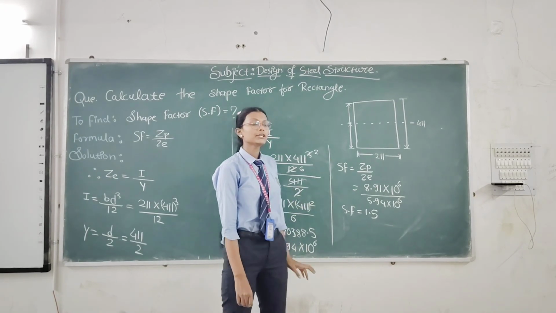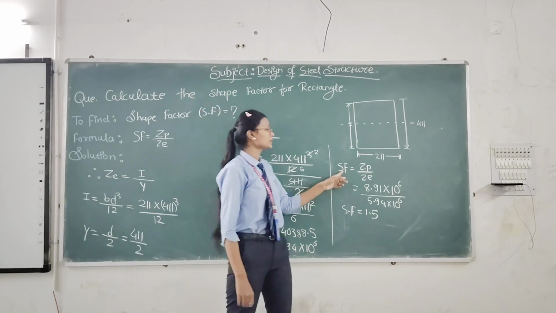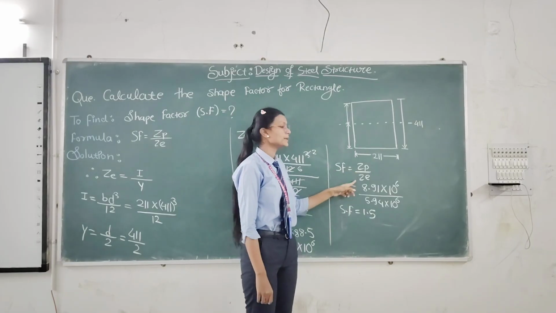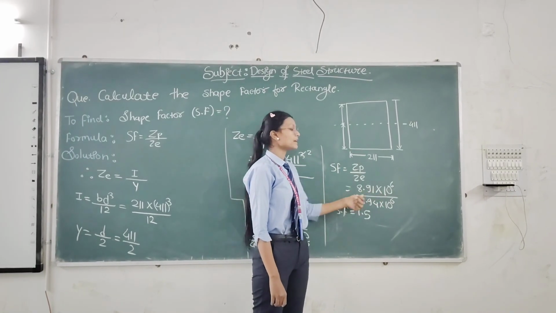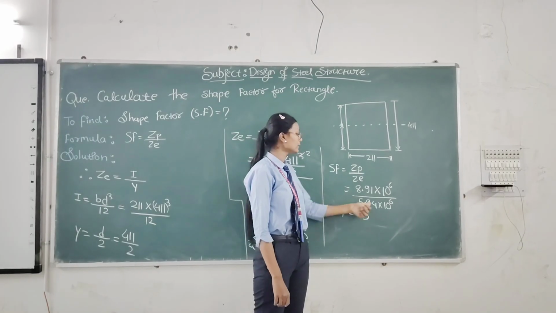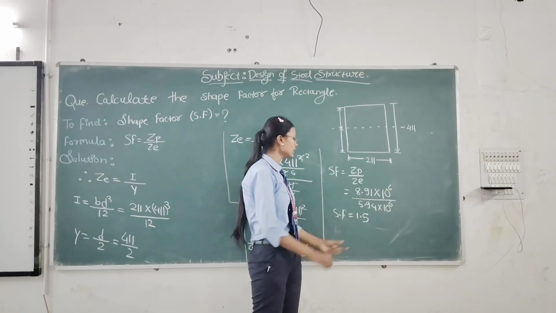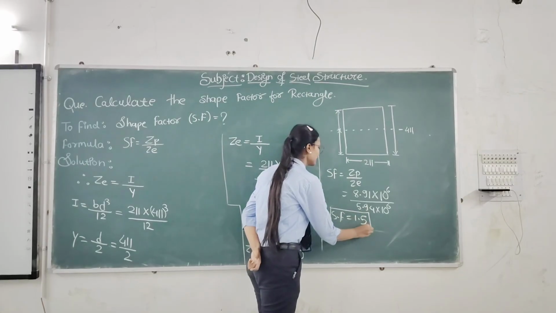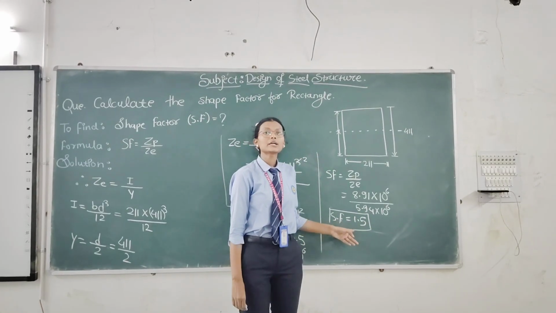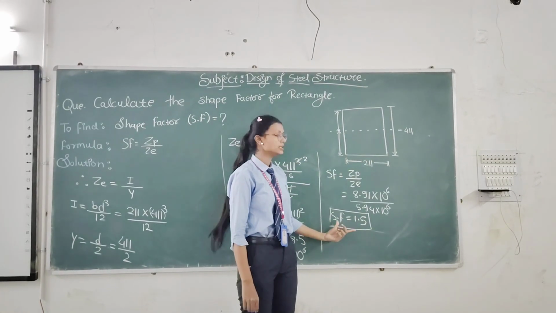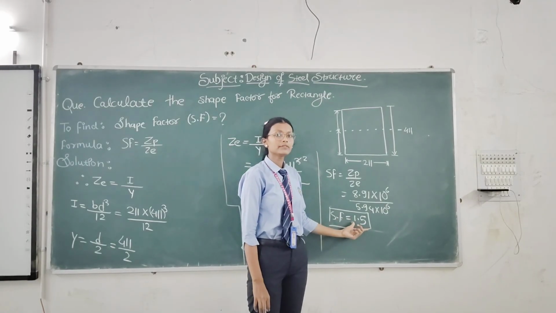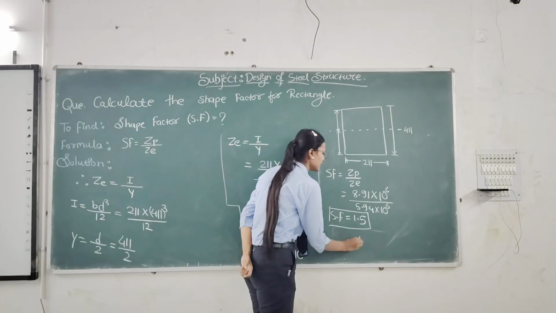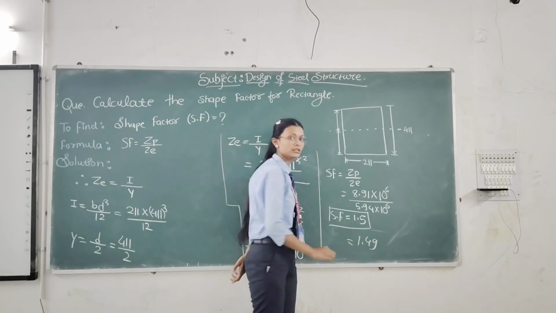Now, put the overall value of ZP and ZE in the formula, that is shape factor is equal to ZP by ZE, which is 8.91 into 10 raised to the power 6 divided by 5.94 into 10 raised to the power 6. So the shape factor is 1.5. Whenever you calculate for rectangular shape, the shape factor will be common, and that is 1.5. It will be approximately 1.49 or 1.48.